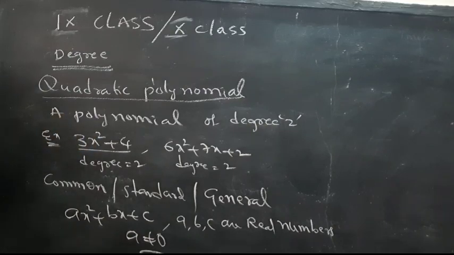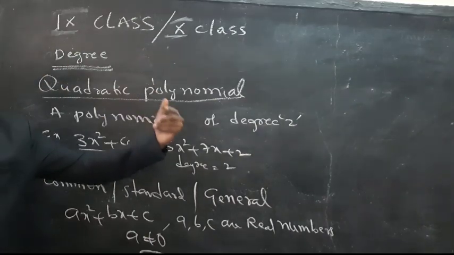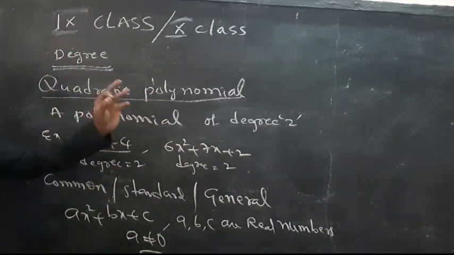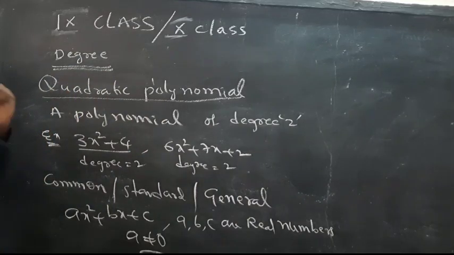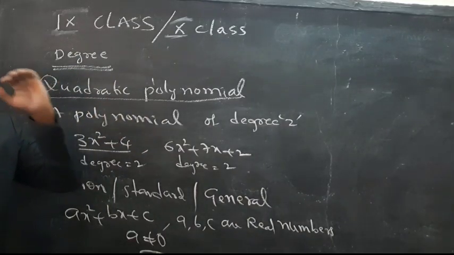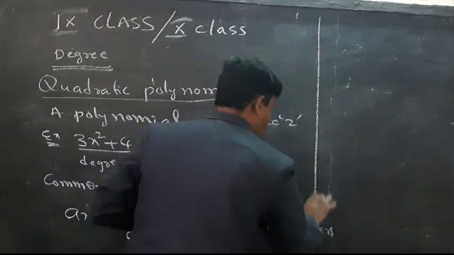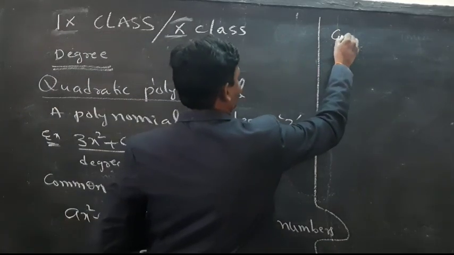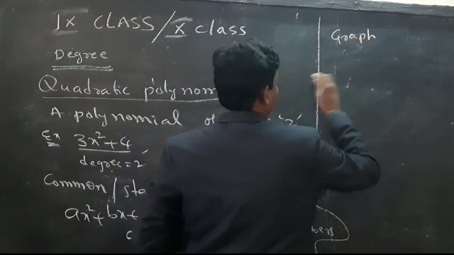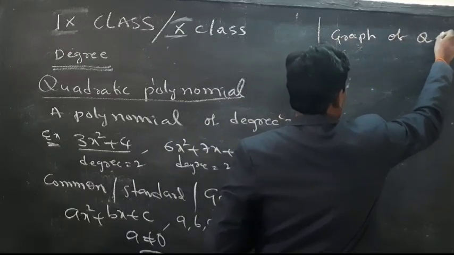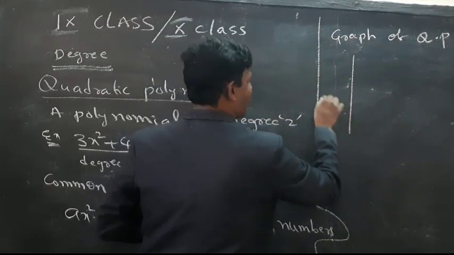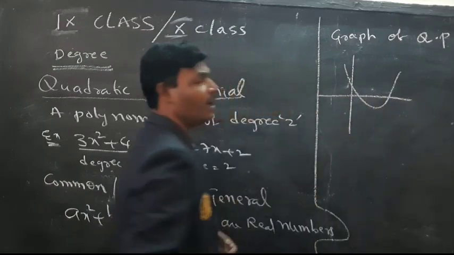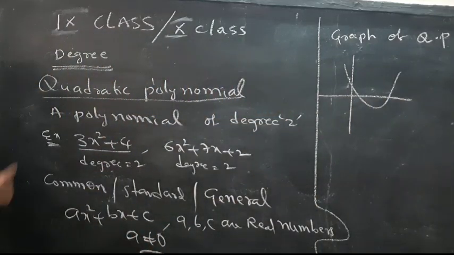These are the examples. What is the common form? The common form of a quadratic polynomial is ax square plus bx plus c, where a, b, c are real numbers and a not equal to 0. If you take a quadratic polynomial on graph sheet, you will get a shape like this. This is called a parabola. So graph of the quadratic polynomial is a parabola.